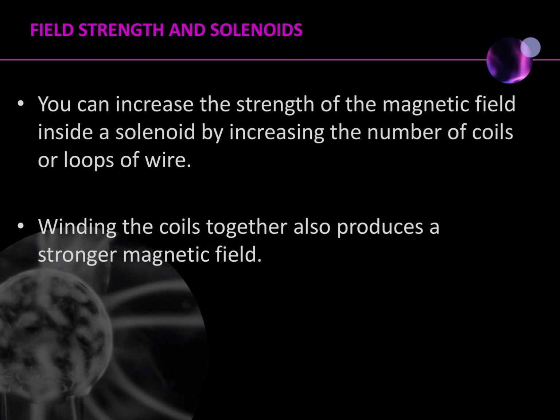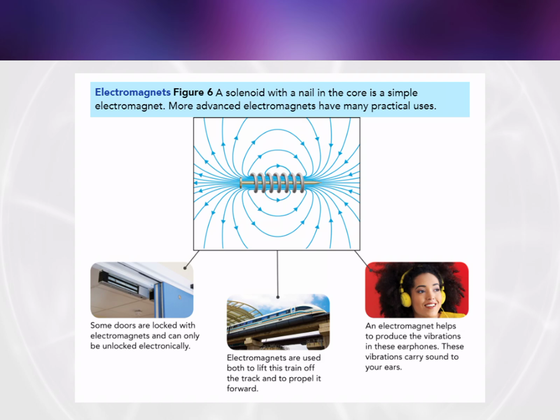Field strength and solenoids. You can increase the strength of the magnetic field inside a solenoid by increasing the number of coils or loops of wire. Winding the coils together also produces a stronger magnetic field. Electromagnets, like in Figure 6. A solenoid with a nail in the core is a simple electromagnet. More advanced electromagnets have many practical uses.